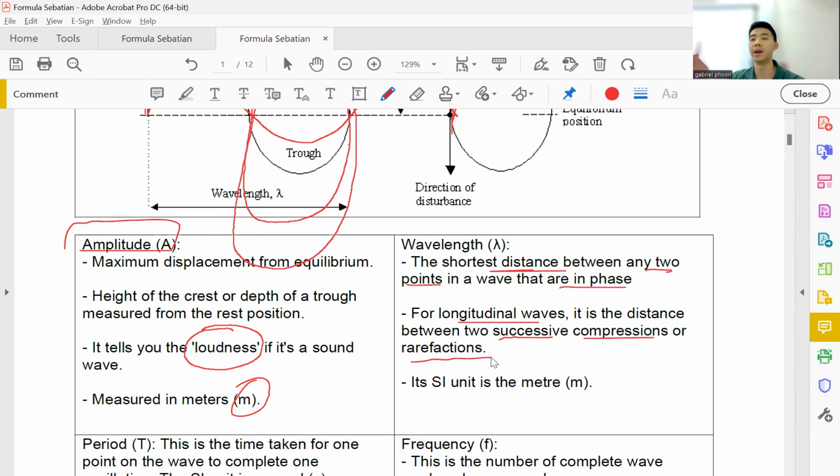Longitudinal waves have two parts known as compression and rarefaction of the wave. If I want to talk about wavelength, it is compression to compression or rarefaction to rarefaction. Either one will do. And the SI units are measured in this.